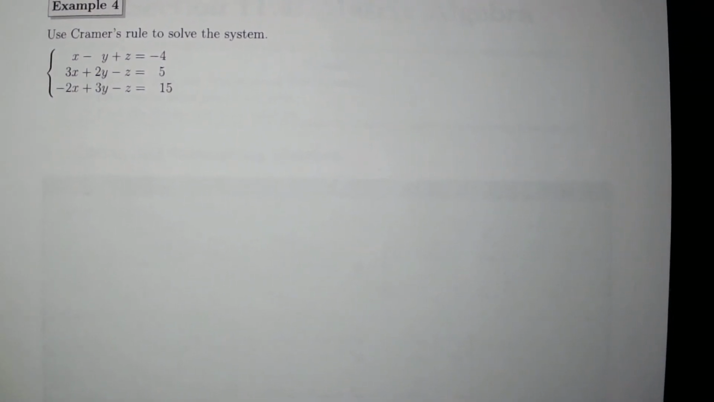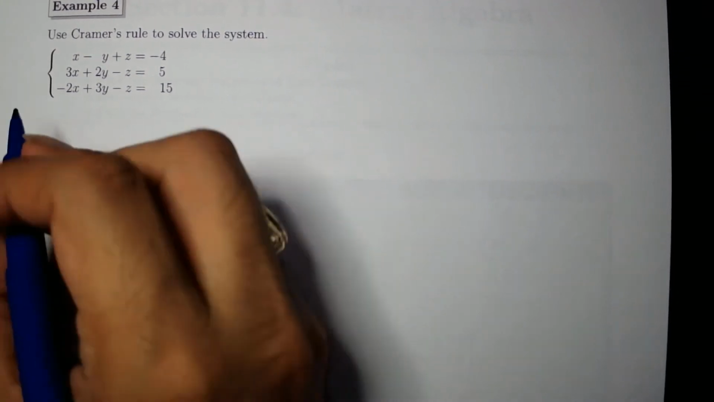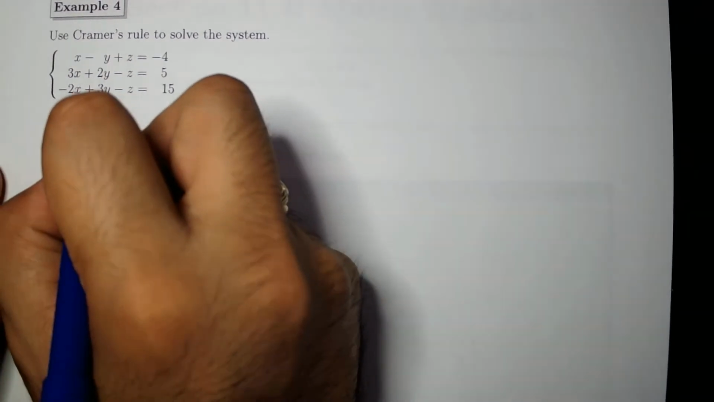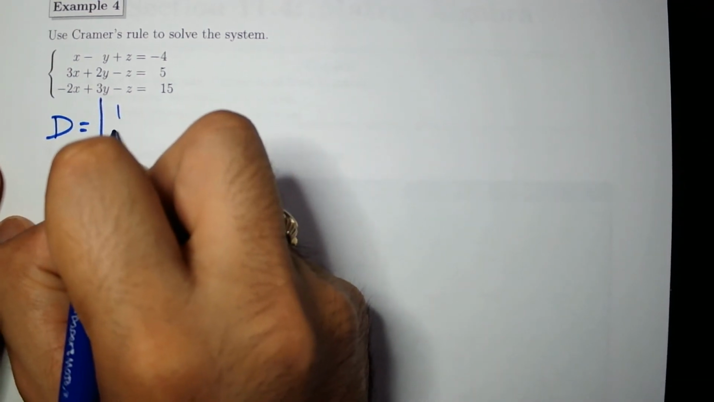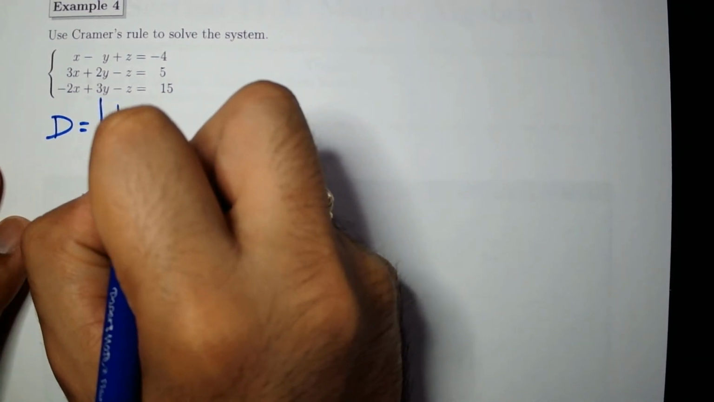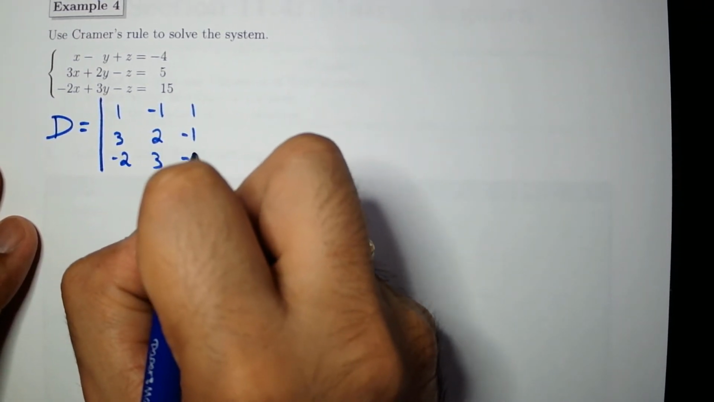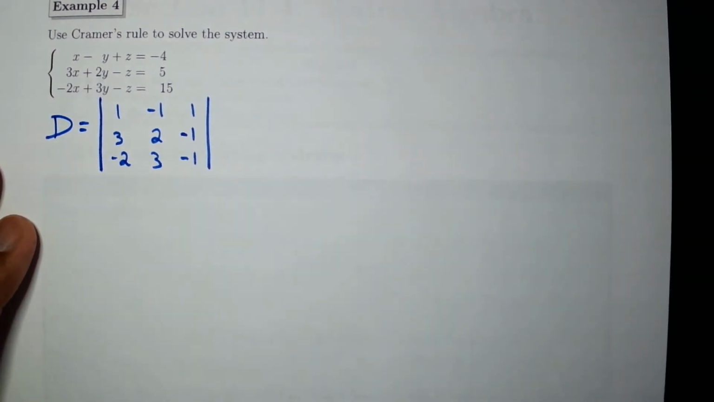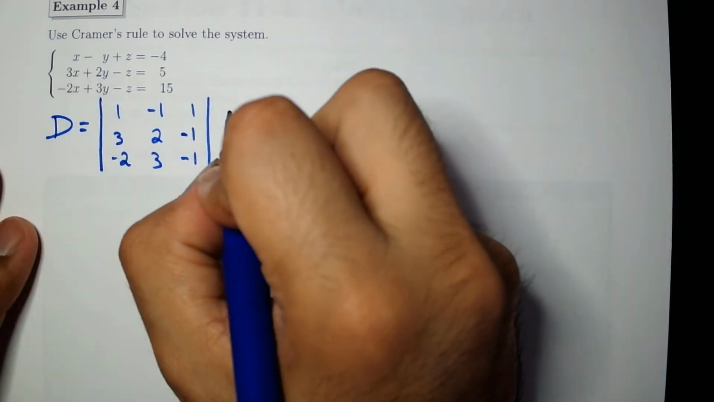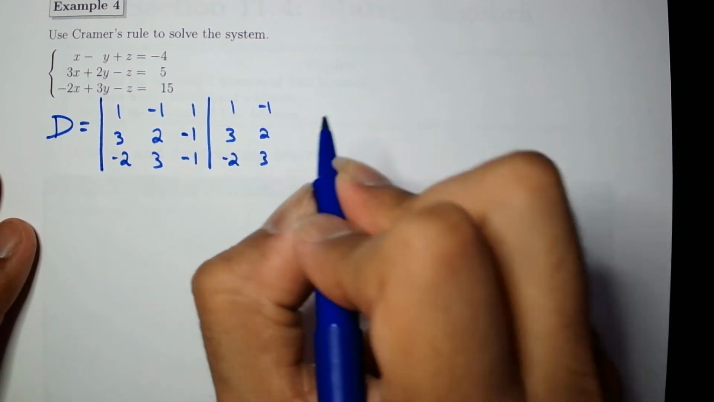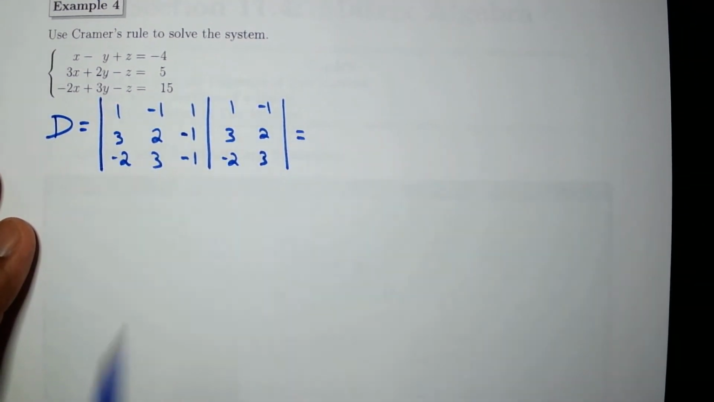All right, so let's see. So number one, we need to evaluate d, the determinant d. All right. So what we do, write down the coefficients 1, 3, negative 2, negative 1, 2, 3, 1, negative 1, negative 1. So what do we do? In this case, I'm going to use the shortcut by repeating the first two columns, 1, 3, negative 1, 2, and 3. Okay, so what are we going to do?